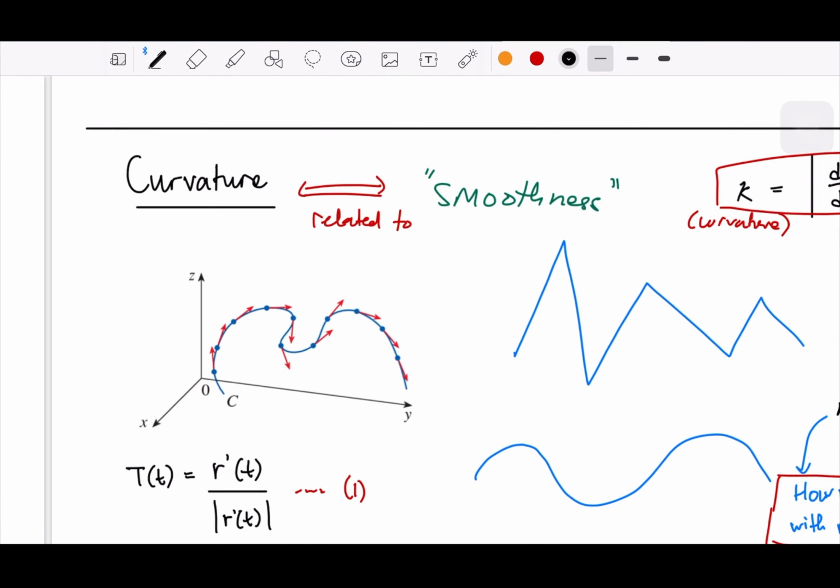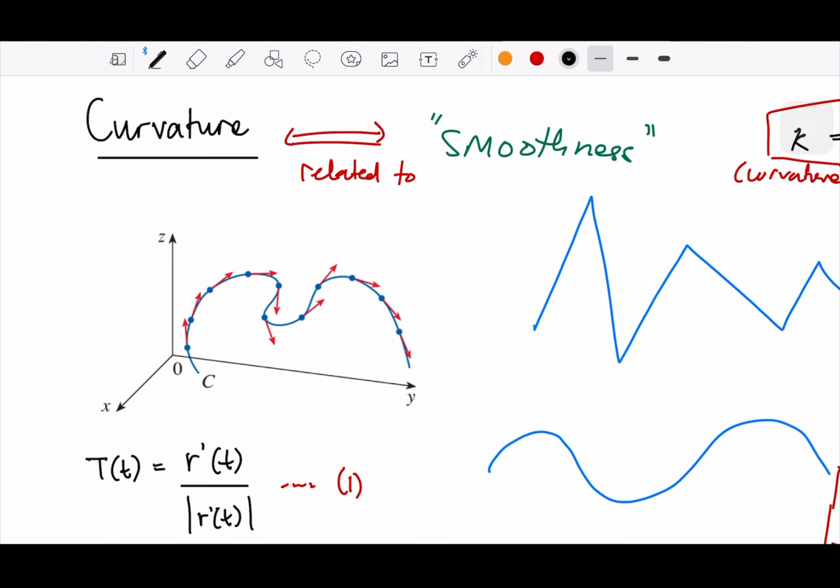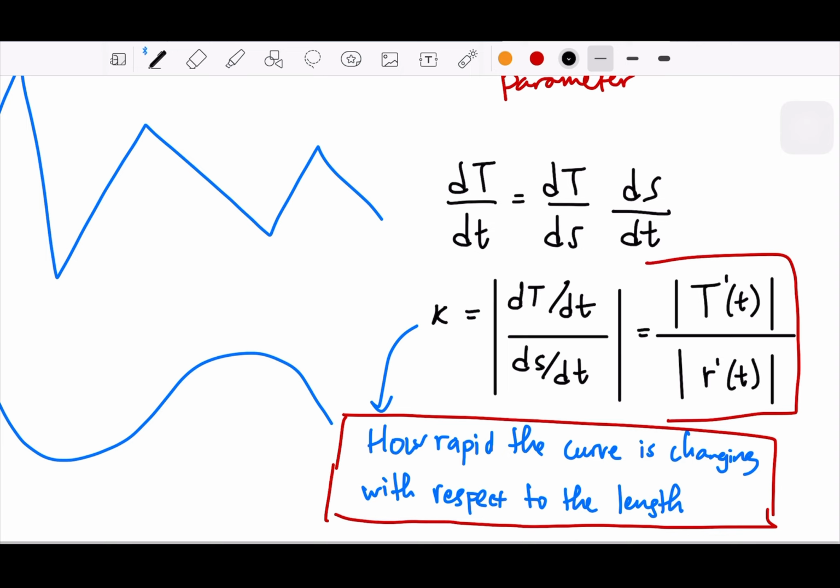I think we can go for the curvature. So the curvature, if you look at the definition, is the degree of smoothness. When you see a curve that has a rapid change of its tangent direction, it means that it has some degree of smoothness change. So that's actually what smoothness means. Here I wrote how rapid the curve is changing with respect to the length.